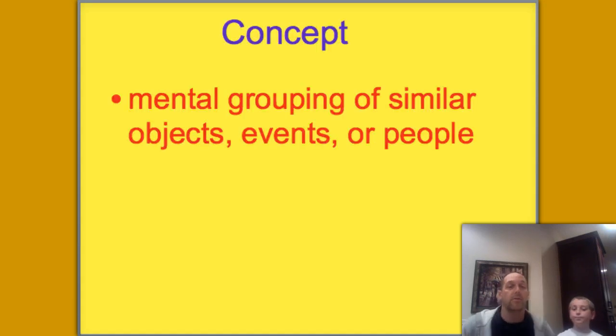All right, so some terms to define here. What is a concept? A concept is a mental grouping of similar objects, events, or people. It's a way we create a category. As we learn something new, we create a category, and then we base all of our new information about objects on that category.